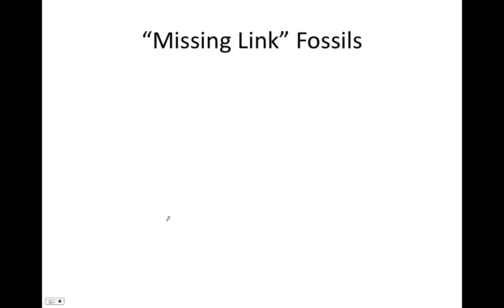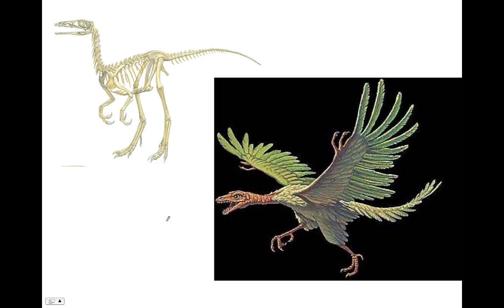So now we're going to look at some missing link fossils. A missing link fossil is a fossil that represents an organism that is bridging the gap from one major group of organisms to another. We'll look at missing link fossils in vertebrate evolution, organisms that span the gap from one major group of vertebrates to another.